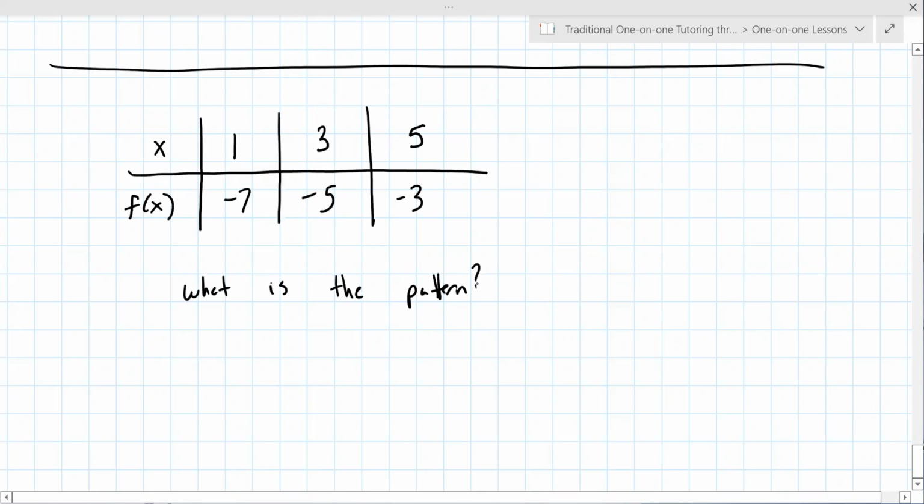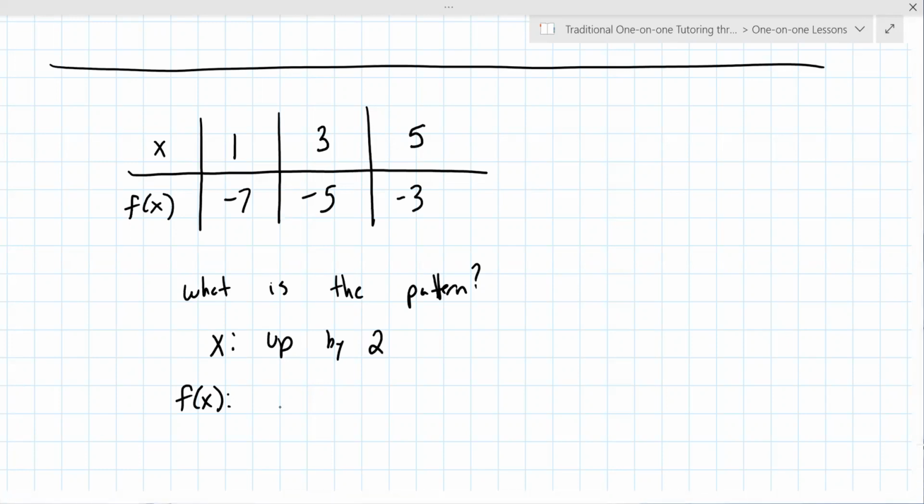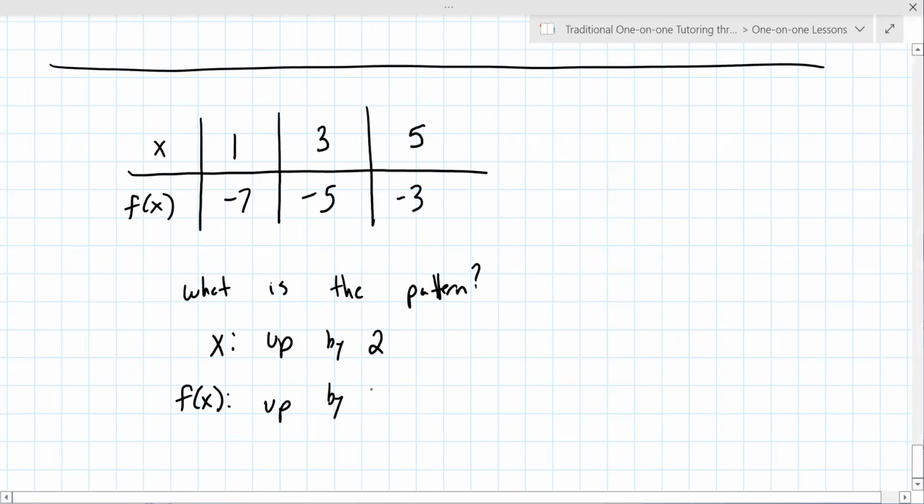The pattern. What is the pattern? Yeah, okay. What's going on with x and what's going on with f of x? You should add 2, and then for -7... you should subtract by 2. Add by 2. Yeah, you're going up by 2 each time. Very good. All right.